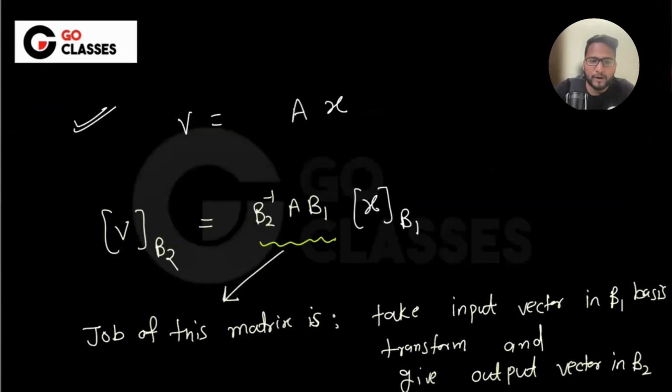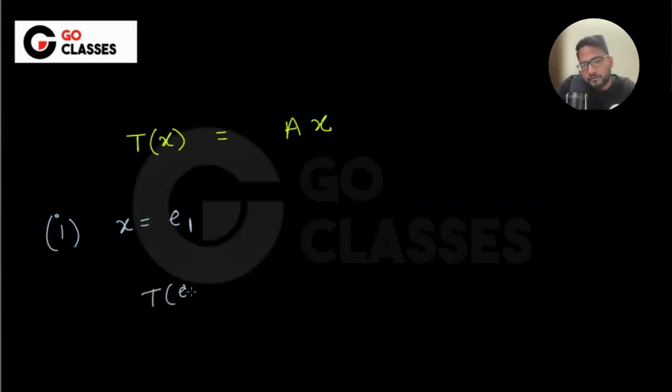Let me just quickly remind you that, see, let's suppose you have any transformation T, right? T of x is equal to A of x, right? Now I want to calculate this A. Okay, what is this A? I want to calculate this A. So for that, I'm putting x equal to E1. Then you will get T of E1 equal to A into E1, isn't it?